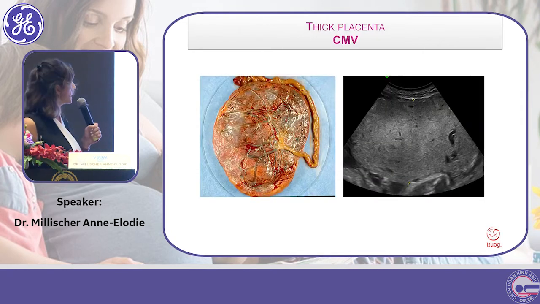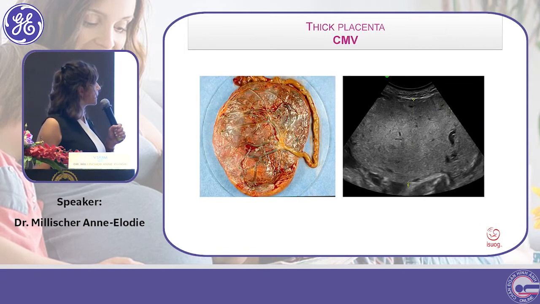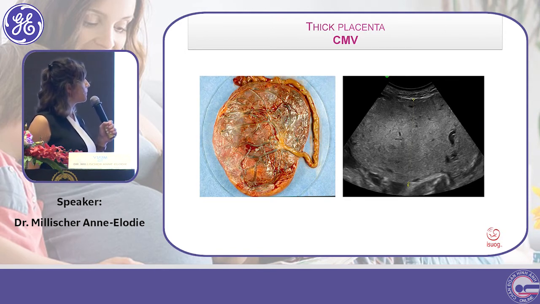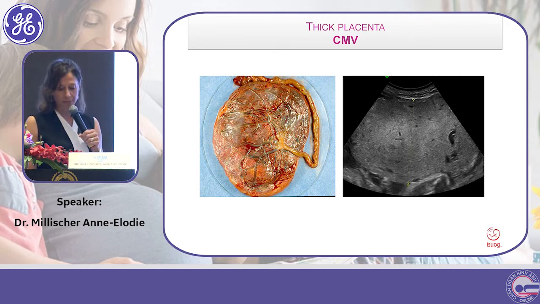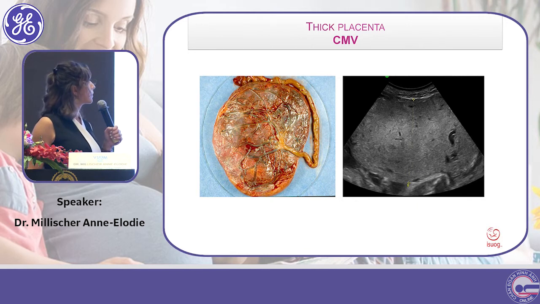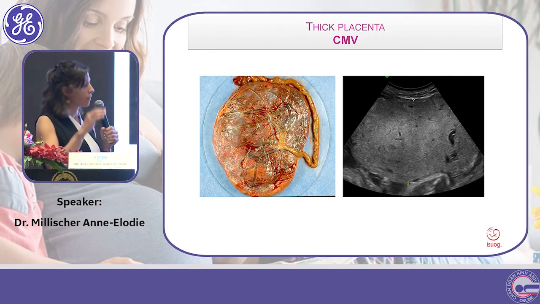And possible fetal hydrops. Here you have an example of a very thick placenta, heterogeneous, due to an infection of CMV. Đây là một cái hình ảnh bánh nhau rất là dày, mà cái phản âm của nó rất là không đồng nhất và đây là một cái bánh nhau bị nhiễm CMV.